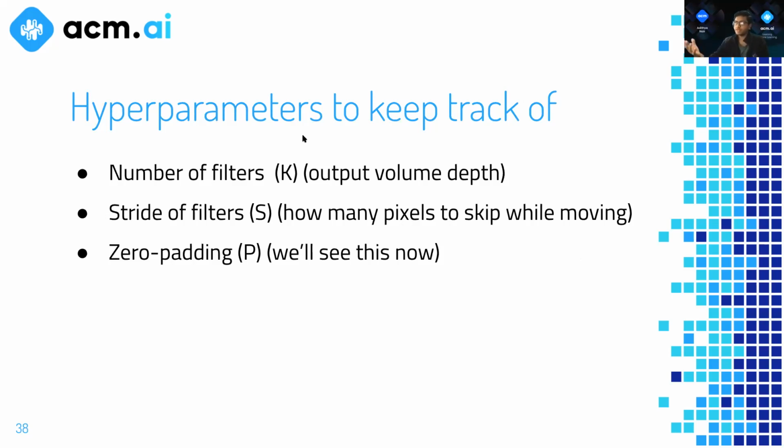So we have the number of filters, obviously, for every single convolutional layer. We want to decide the stride of filters. Again, as I said, a higher stride means you move across the image quicker, so your training time will be much faster. But as your stride increases and you move across the image at a quicker rate, you begin to lose more information from the image. And zero padding, which is what we will get to right now.